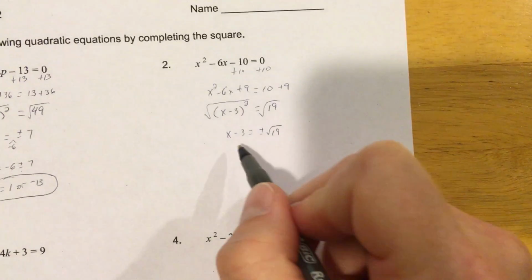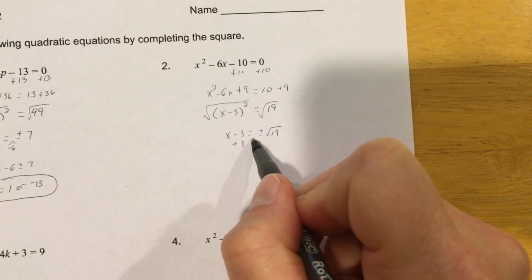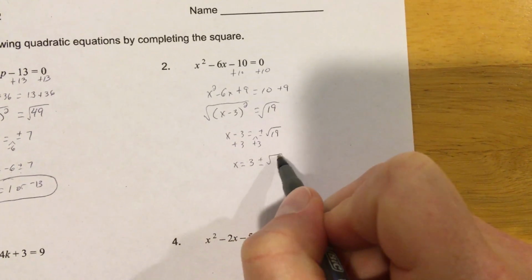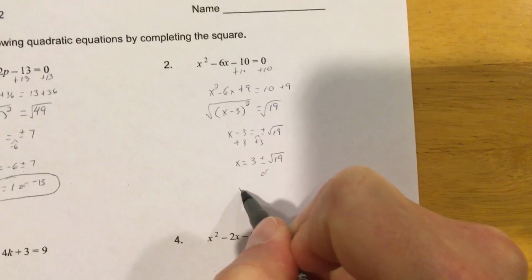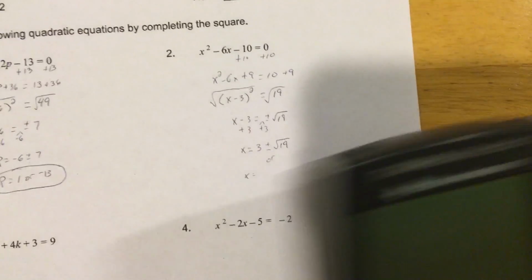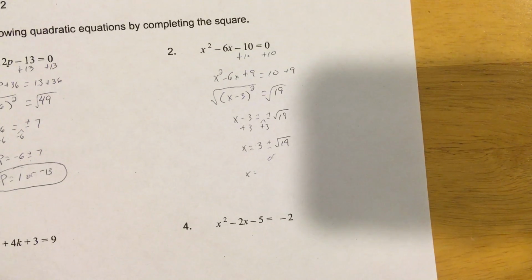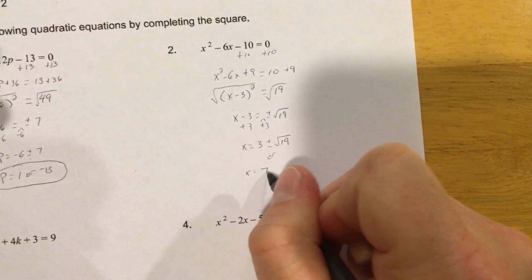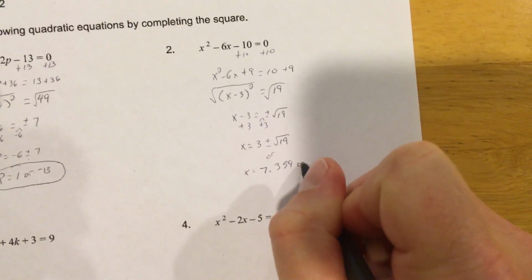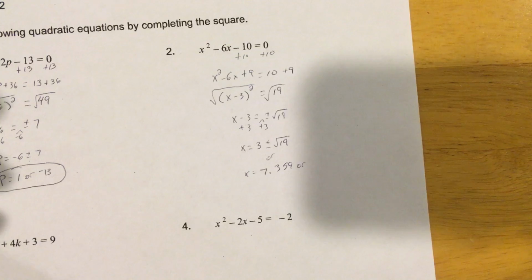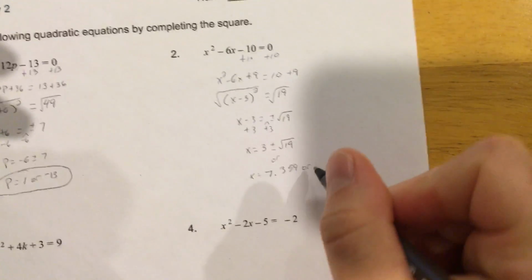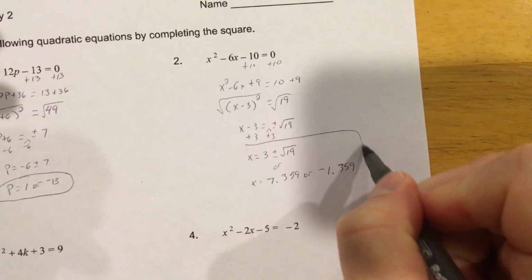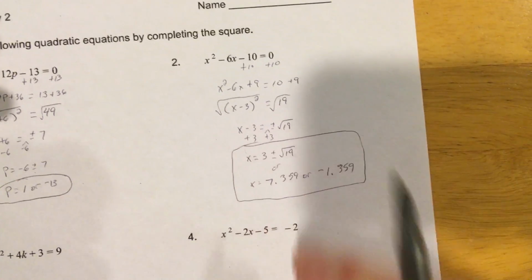Okay. Then we're going to add 3. Put that right in there. So x equals 3 plus or minus the square root of 19. Again, that probably would be fine in some cases, but if we wanted to go a little bit further, we could take a calculator, go 3 plus square root of 19, which is 7.359, and 3 minus square root of 19, which is negative 1.359. Okay, so it depends on the context. You may want one, you may want the other.